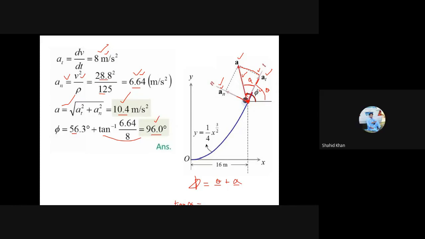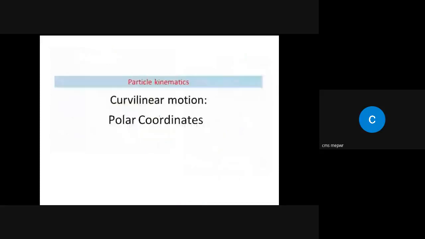Yes, sir. Okay. Now let's consider the same curvilinear motion by using another coordinate system, the polar coordinate system. If you remember, at the very beginning of this course, we studied the Cartesian coordinate system, in which we had x, y, and z coordinates as variables. And then we studied the polar coordinate system, in which we had two variables, r and theta. Remember?